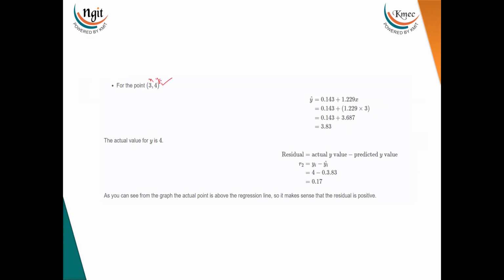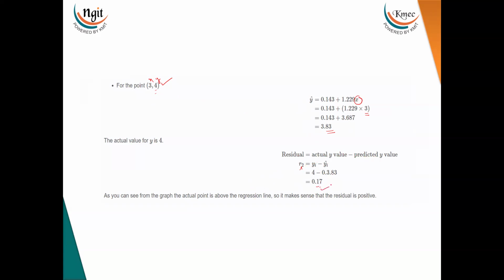Similarly, the next point is 3, 4, that is the x variable and the y variable. Place the value of x here, that is 3, and calculate. We are going to get a value of 3.83, and the actual value is 4. The residual, let us name it R2, because earlier we named it R1, is the actual value minus the predicted value, that is 4 minus 3.83, which is 0.17. And when we see the graph, this point is actually above the regression line.